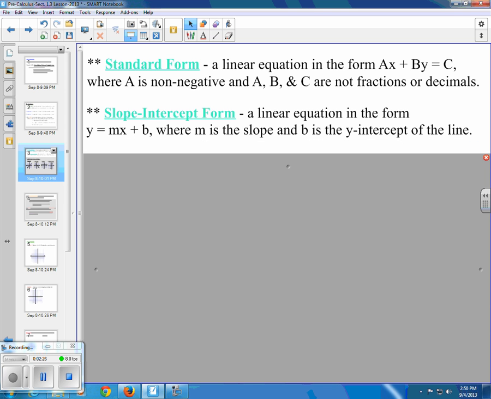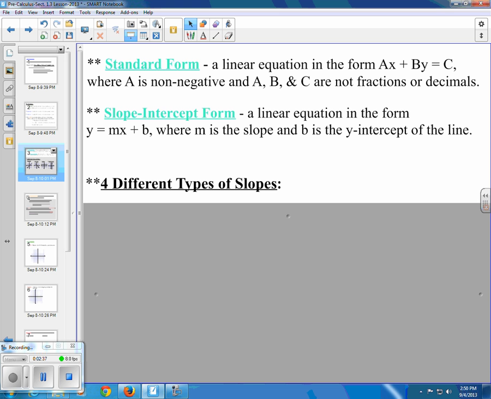Slope-intercept form is another common popular form to use for linear equations. That is your form y equals mx plus b. M is the slope and b is the y-intercept of that line. Makes it easy to graph the line when it's in that form.